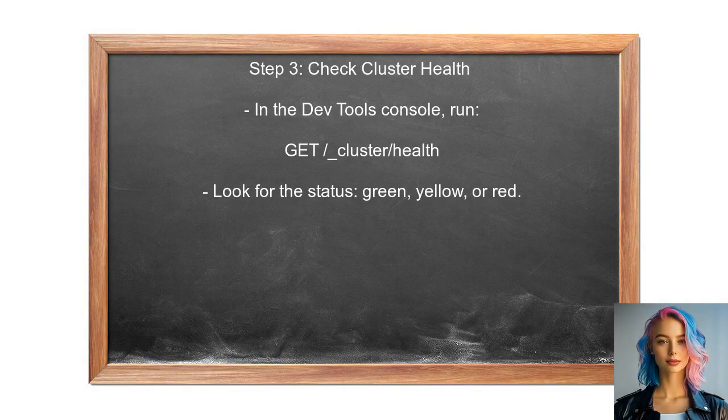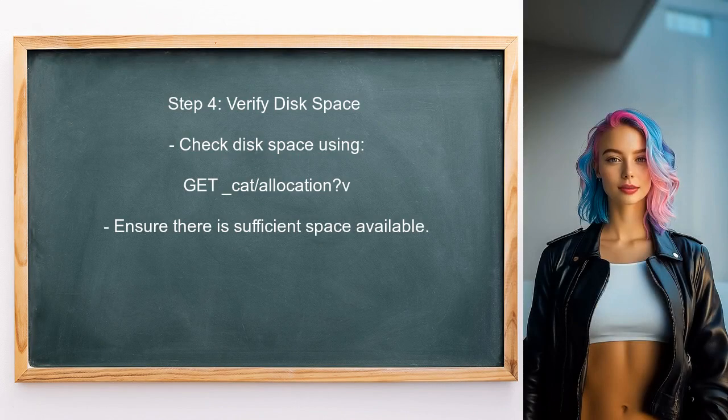Next, the user should check the cluster health. If the cluster is yellow or red, it may indicate issues that need to be resolved before writing can resume. If the cluster health is good, the user should also verify the disk space available on the Elasticsearch nodes. Low disk space can trigger write blocks.